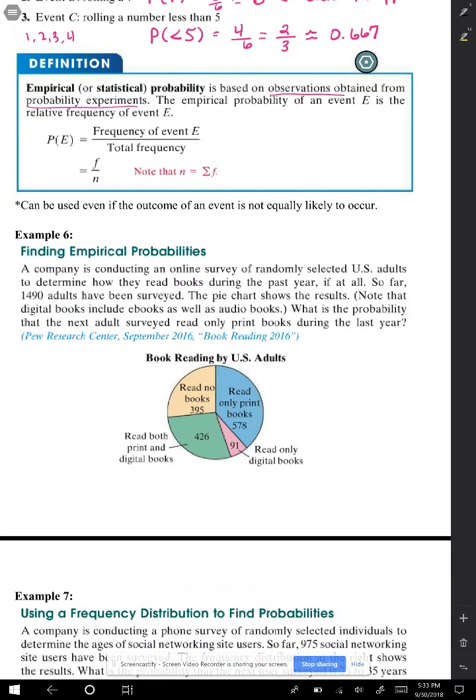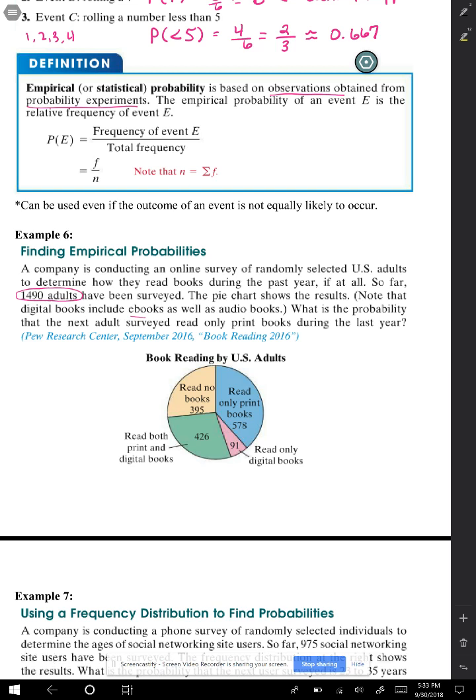So on example 6, it says, we have a company conducting an online survey of randomly selected U.S. adults to determine how they read books during the past year. So we've got 1,409 adults surveyed, and the pie chart shows you the results. Note that digital books includes ebooks and audiobooks. So anything electronic is included in digital books. And what is the probability that the next adult surveyed read only print books during the last year?